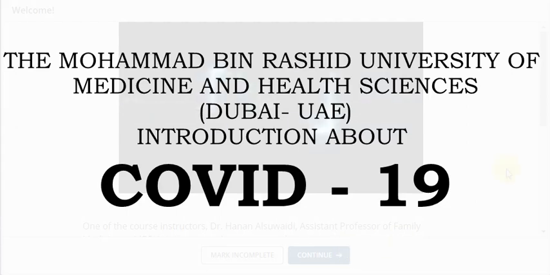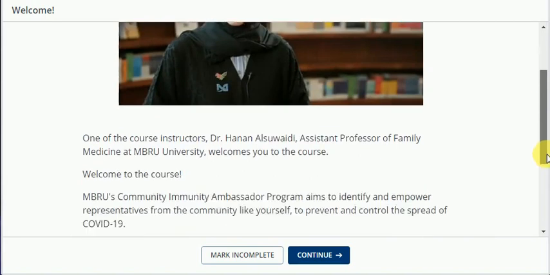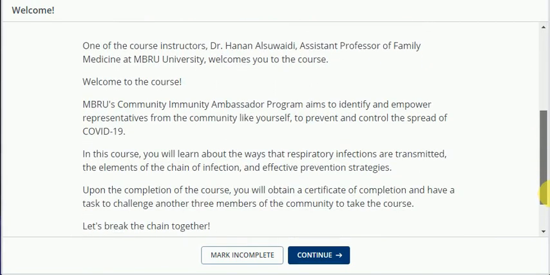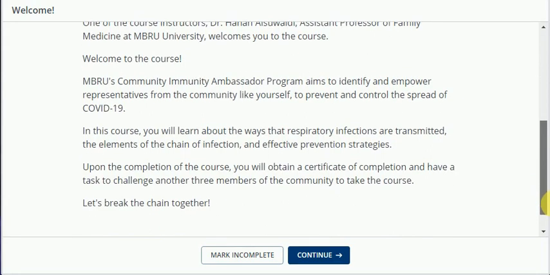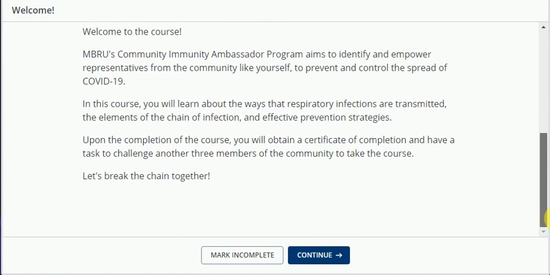MBRU's Community Immunity Ambassador Program aims to identify and empower representatives from the community like yourself to prevent and control the spread of COVID-19. In this course, you will learn about the ways that respiratory infections are transmitted, the elements of the chain of infection, and effective prevention strategies.